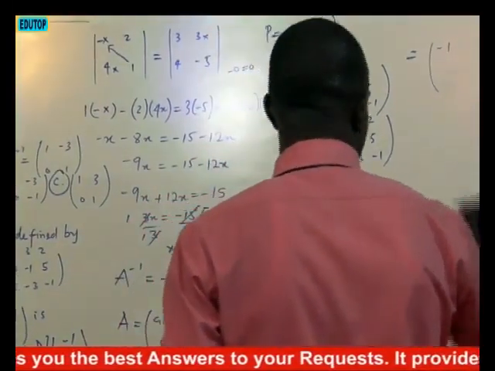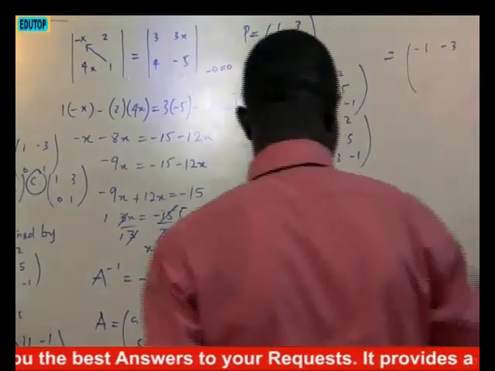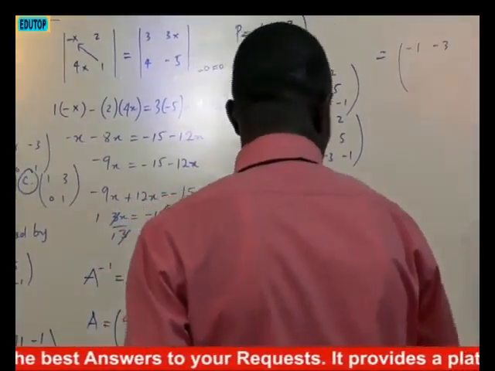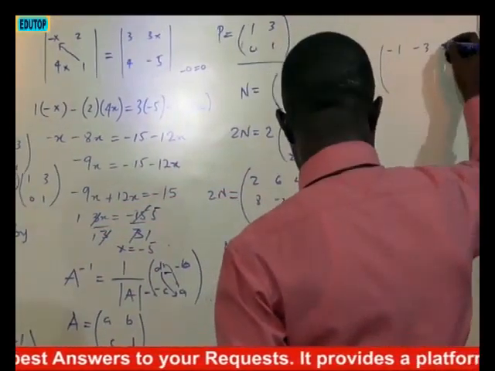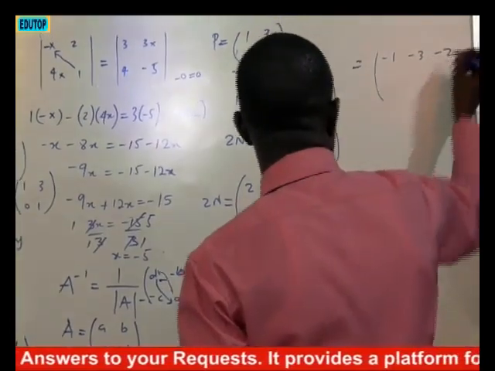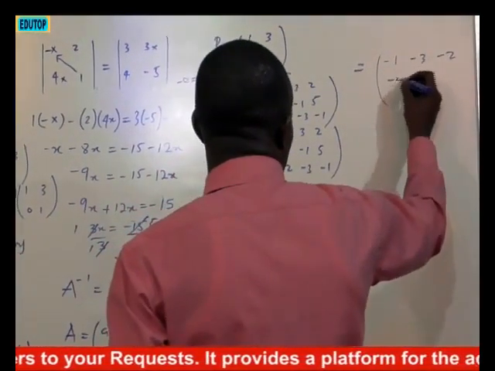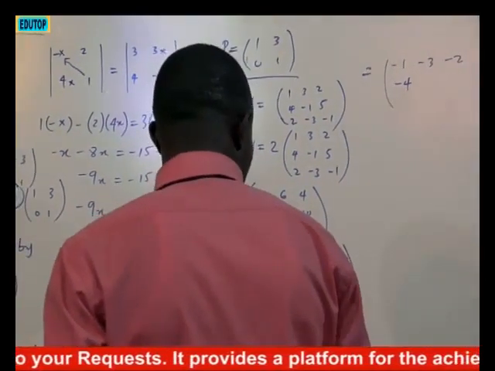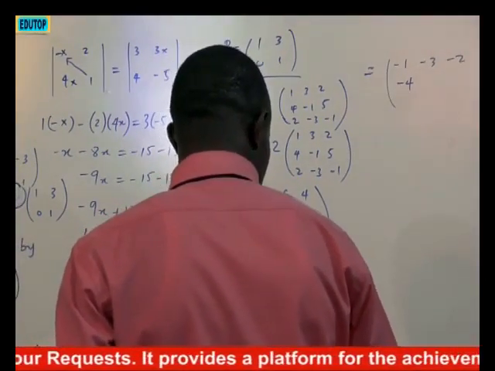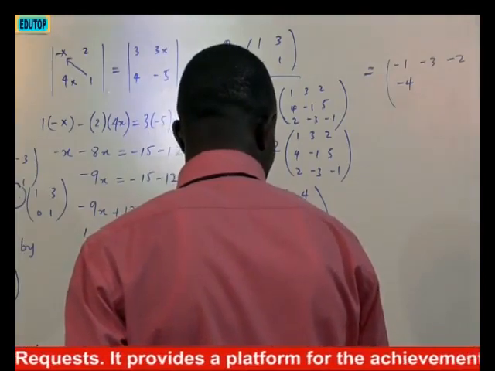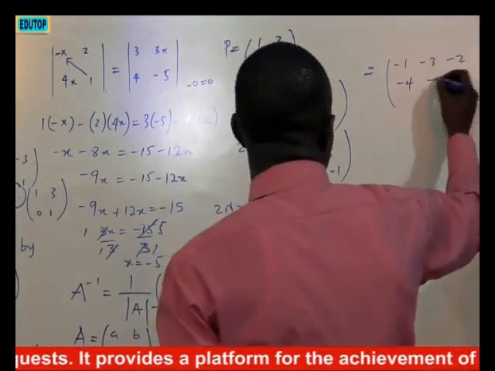6 minus 9, minus 3. 4 minus 2... 4 minus 6, minus 2. 8 minus 12, minus 4. Minus 2, minus 15, that is minus 17.